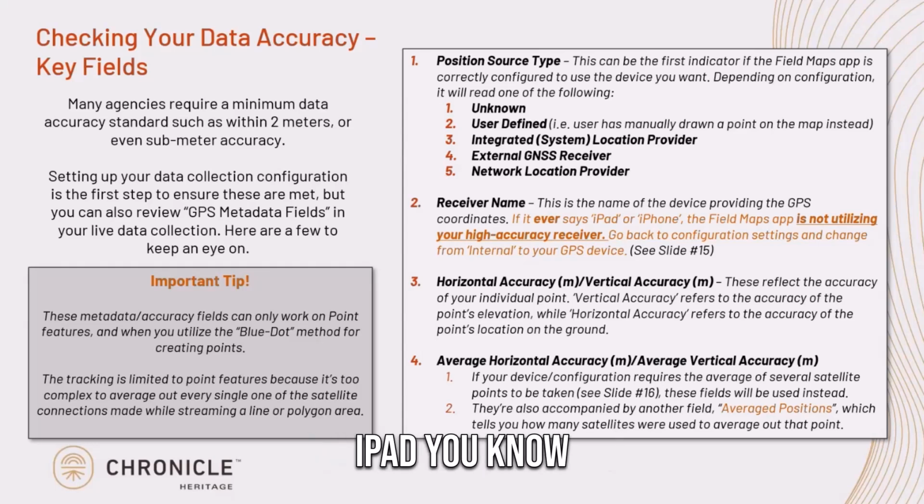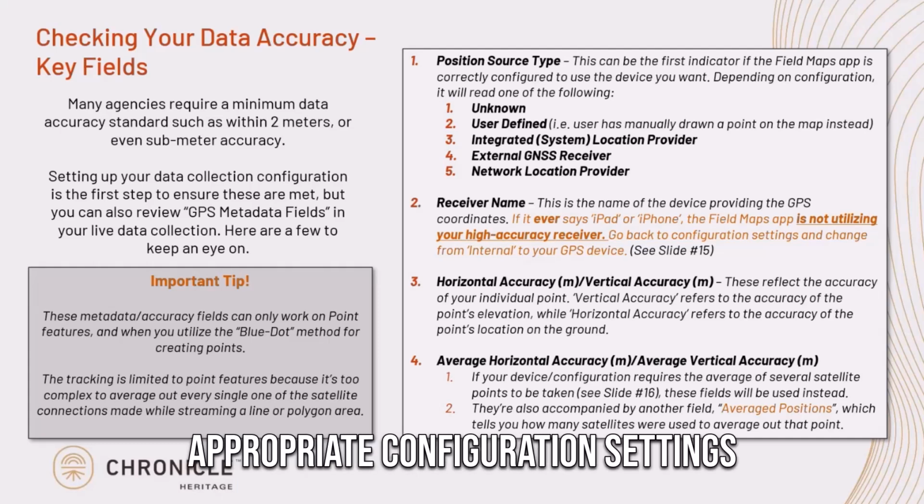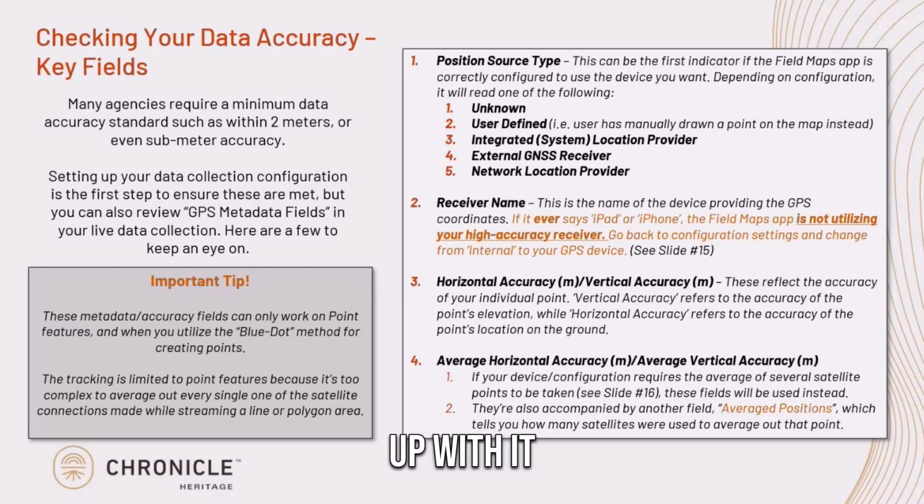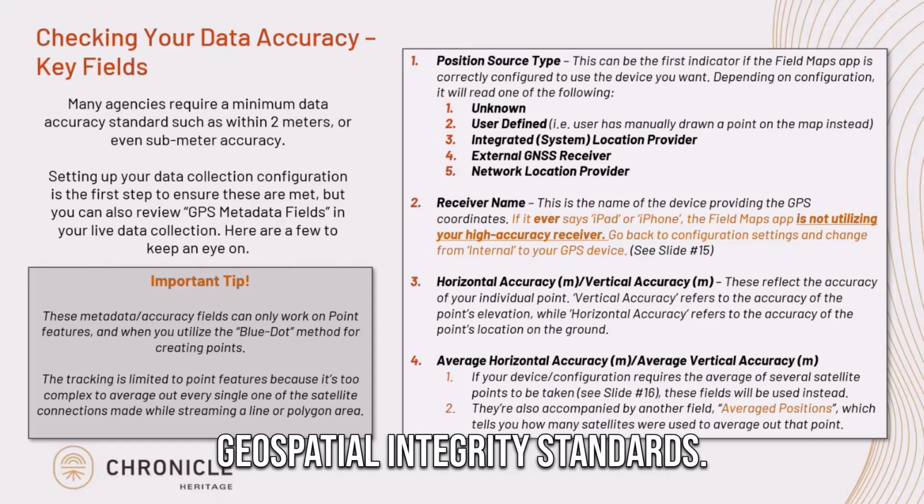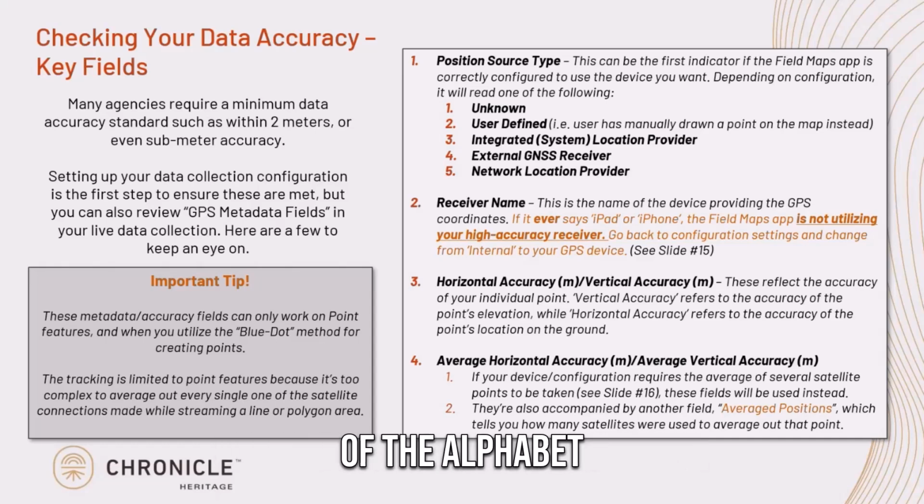So the first one you're going to be looking at is called position source. If the field is correctly configured to use the device you want, it could read one of the following. The first one, unknown, generally happens as an error. It cannot communicate and can't figure out where it's pulling the location from. Perhaps if you have GIS come in and add something to your web map, it may ping as unknown.